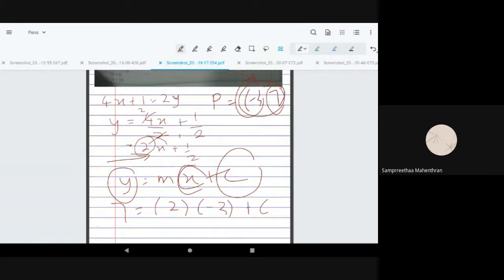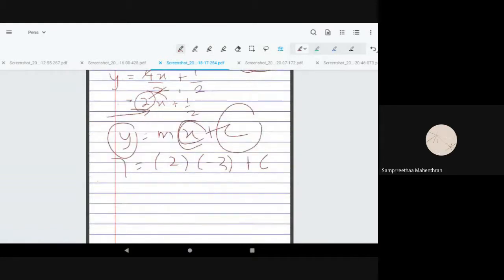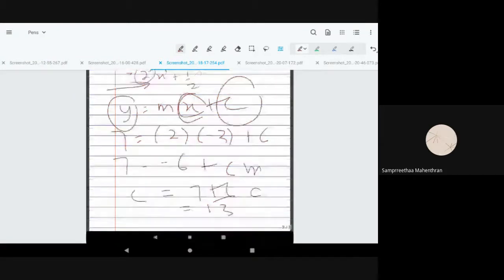So we can find our c. So 7 equals negative 6 plus c. c is 7 plus 6, which equals 13. So now we have our m and our c for the line which is passing through (-3, 7). So we will substitute again: y equals 2x plus 13. So here's the new equation.